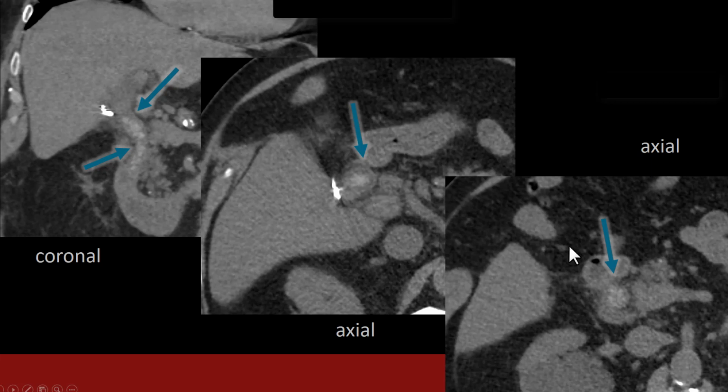You see this high density within the ducts. These are clearly visualized as stones here on the coronal, but other things that are high density in the ducts, you have to think about hemobilia. This patient, because of his age and comorbidities, they decided to make him comfort care, and no intervention was performed.